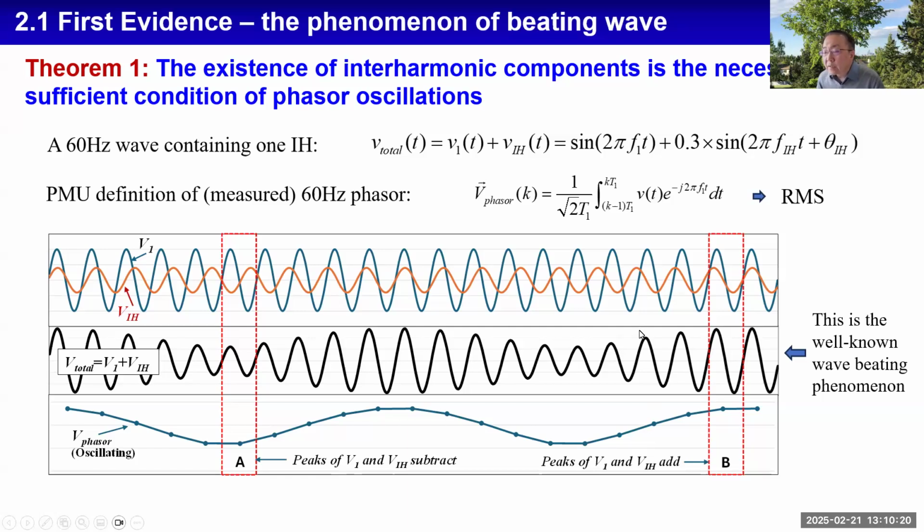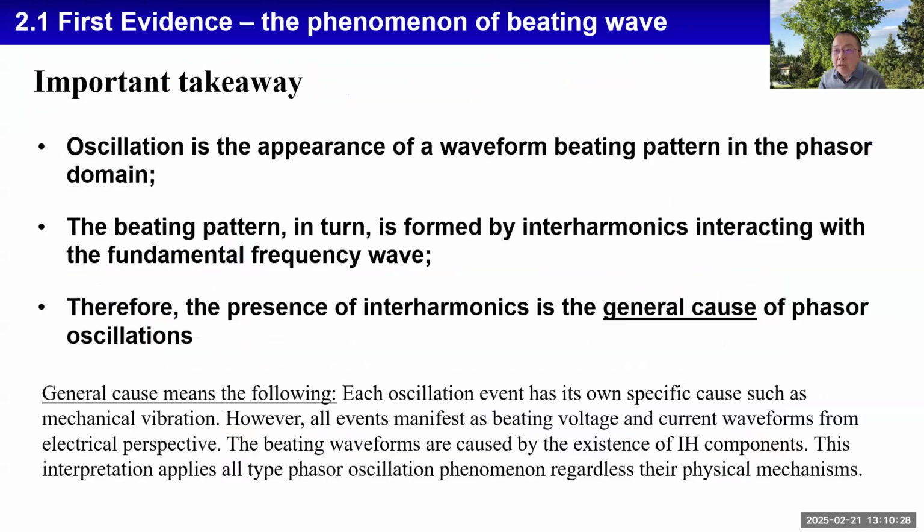This second part of the necessary condition proof is shown in the paper, so I don't want to waste everybody's time to explain that. Now, the important takeaway is the following. Oscillation is the appearance of a waveform beating pattern in the phasor domain. The beating pattern is actually formed by interharmonics interacting with the fundamental frequency wave. Therefore, the presence of interharmonics is the general cause of phasor oscillation.